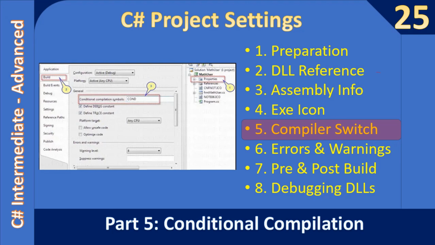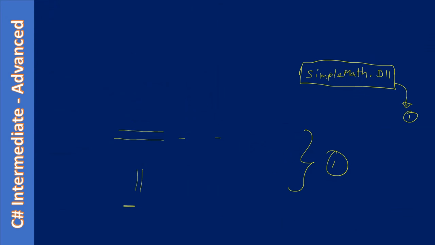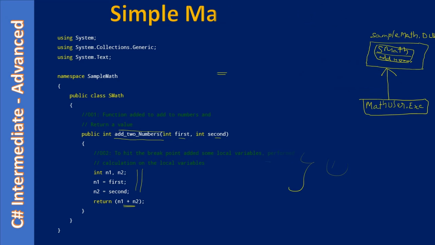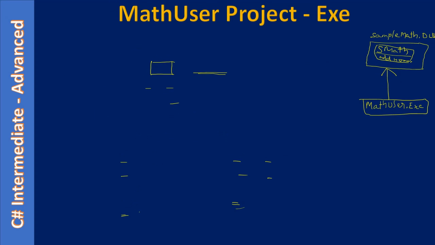Now you are watching part 5 of the project settings subseries. In this video, we are going to see what is a compiler switch. So these are all the slides from previous parts.